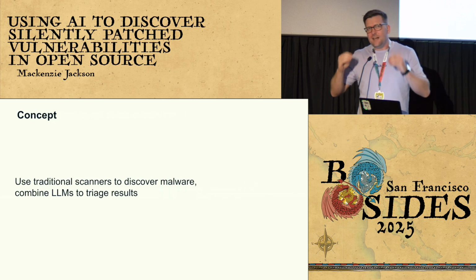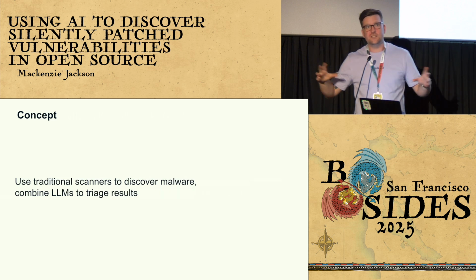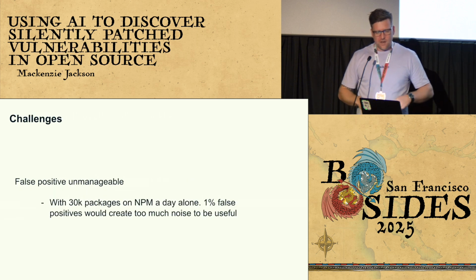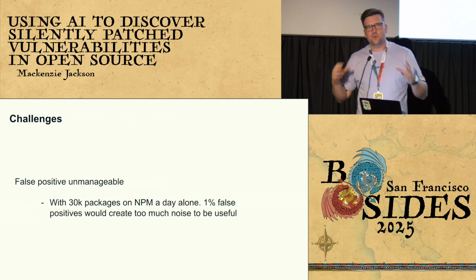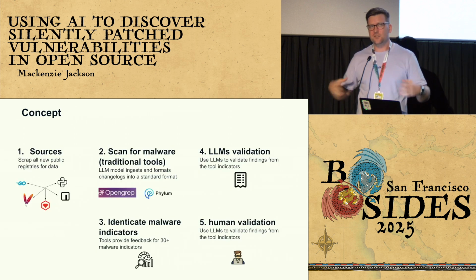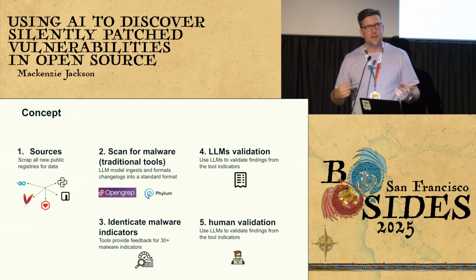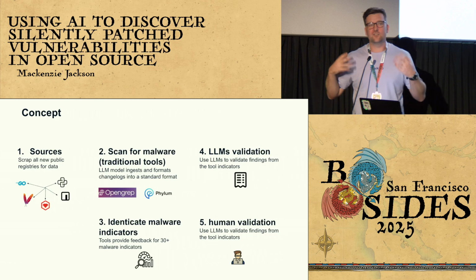Basically, the LLM part in here is different. We're not using an LLM to actually identify malware specifically. What we're doing is using an LLM to act as a triage and an orchestrator. We have these models looking at different sources, mainly NPM, which is our biggest source at the moment. We scan these for malware using traditional tools that we have, and then we have indicators from this. We have 30 plus indicators that we use to identify malware, and how many indicators it has determines how strong the response is.